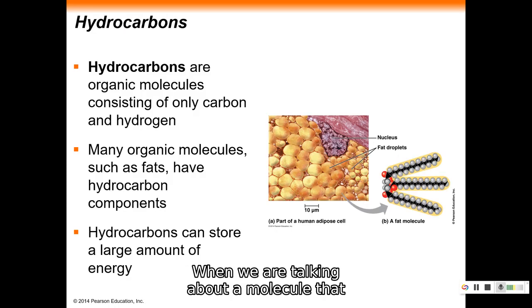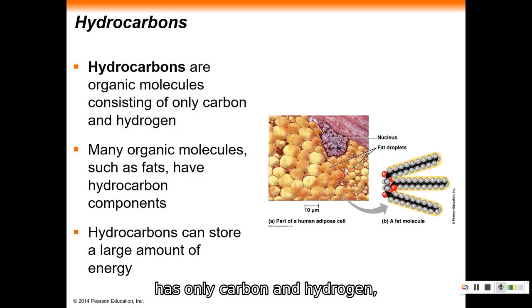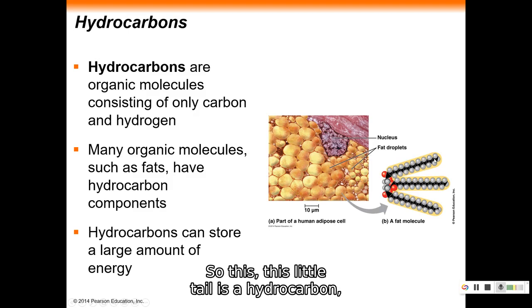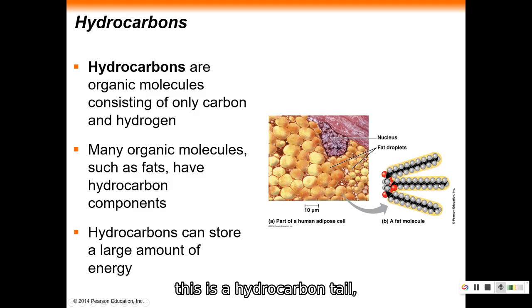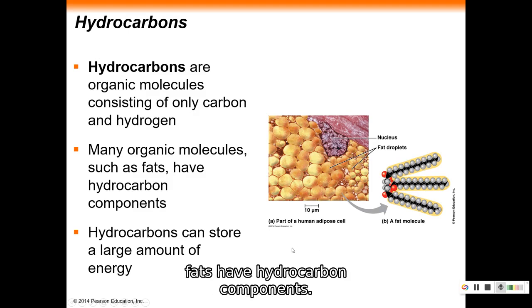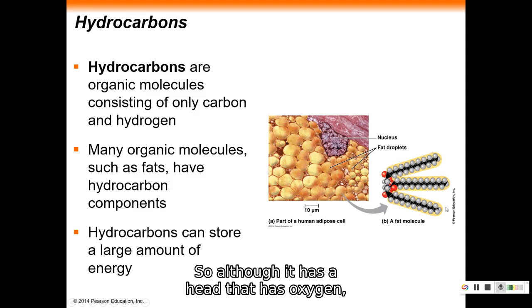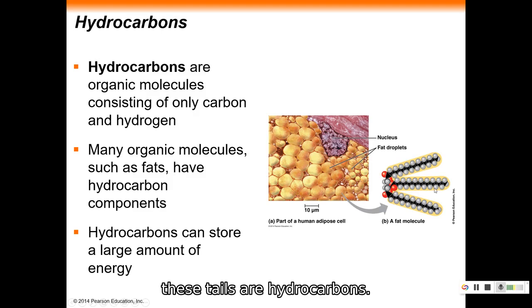Okay, when we are talking about a molecule that is only carbon and hydrogen, that is a hydrocarbon. So these chains on here, these black dots are carbons, these gray dots are hydrogens. So this little tail is a hydrocarbon, this is a hydrocarbon tail, and this is a hydrocarbon tail. So many organic molecules like fats have hydrocarbon components. So although it has a head that has oxygen in it, these tails are hydrocarbons.